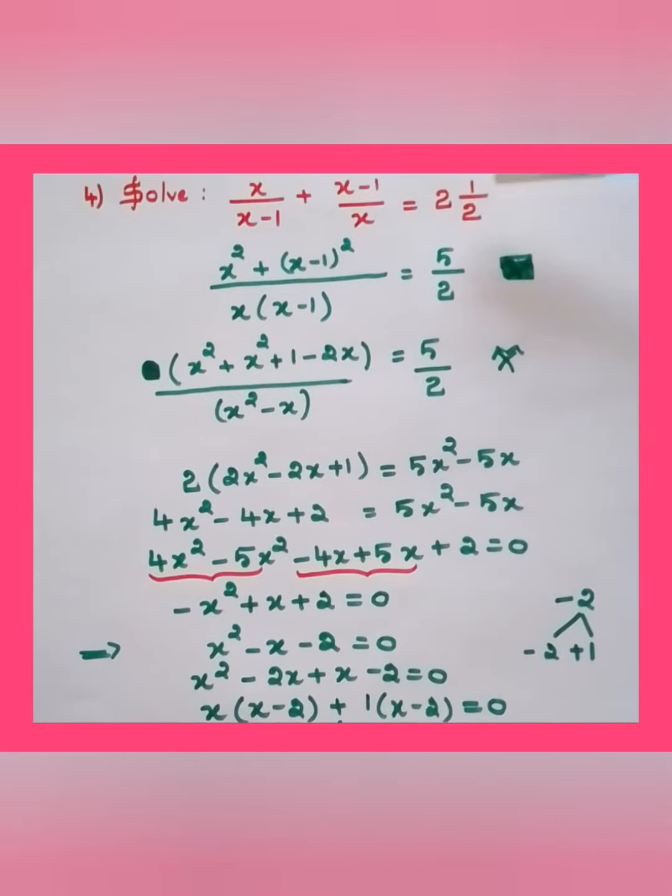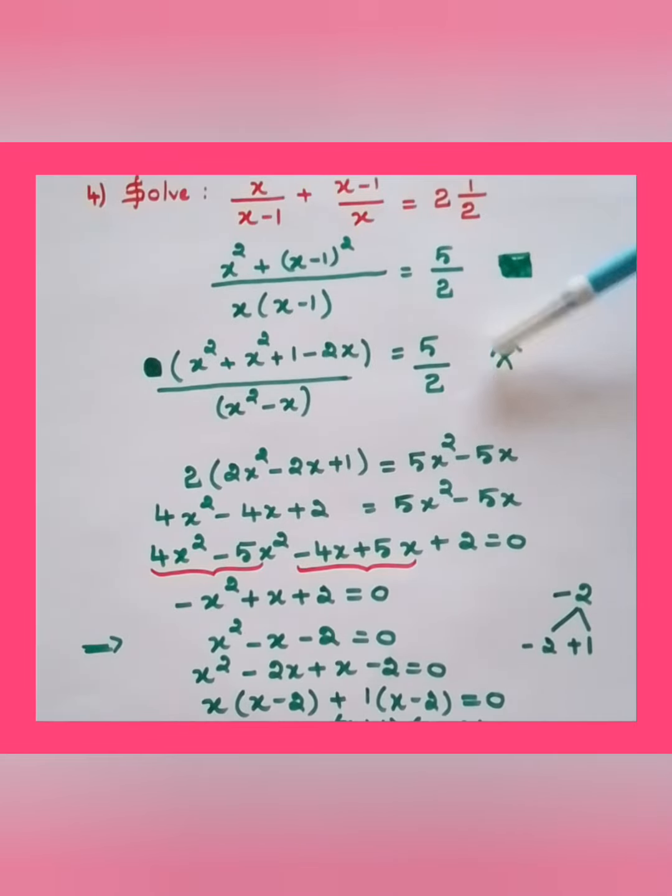You know how to convert a mixed fraction into an improper fraction. After converting, you can expand this using the (a minus b) whole square formula. The remaining x square remains as it is, x square plus a square, that is x square plus b square, is nothing but 1 square, which is 1 only, minus 2 into x into 1. So 2 into x into 1 is 2x only, divided by x into x, which is x square, minus x into 1, which is x, is equal to 5 by 2.